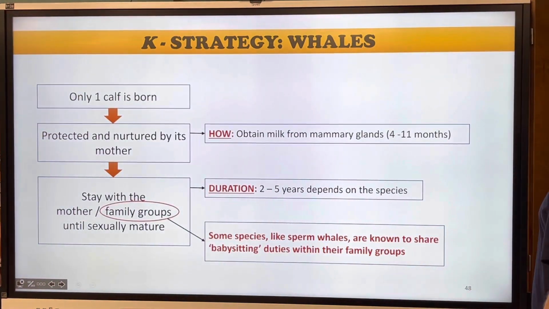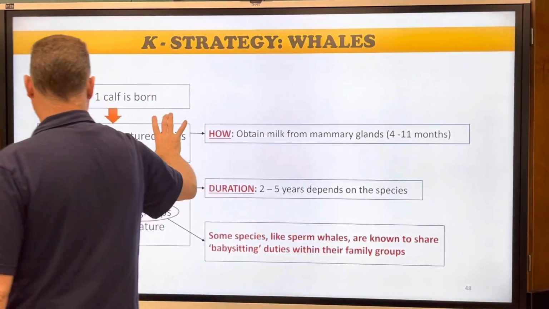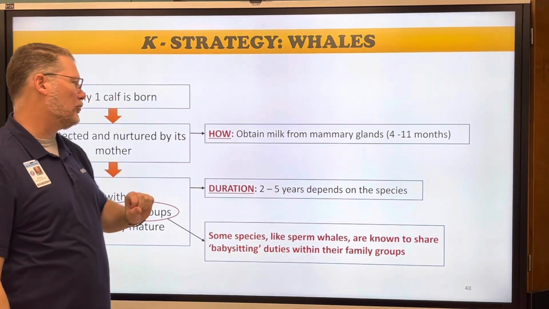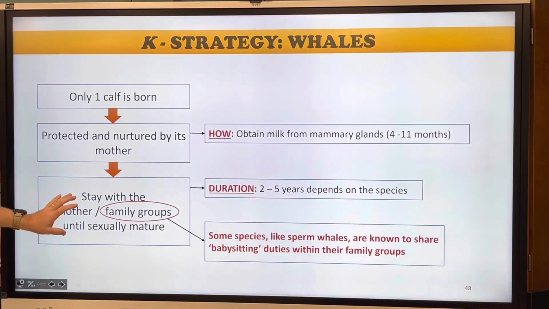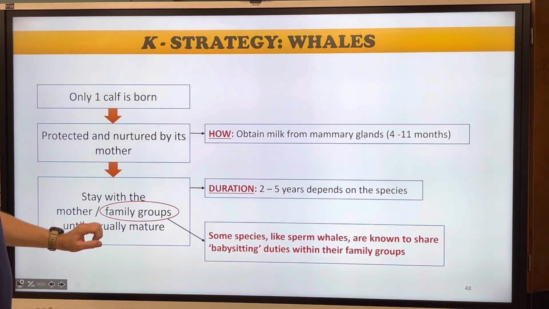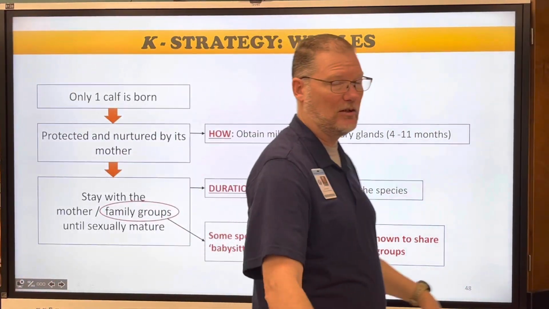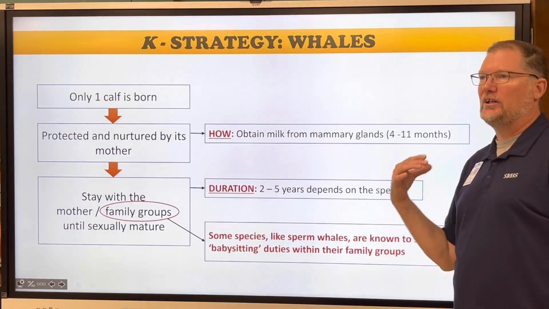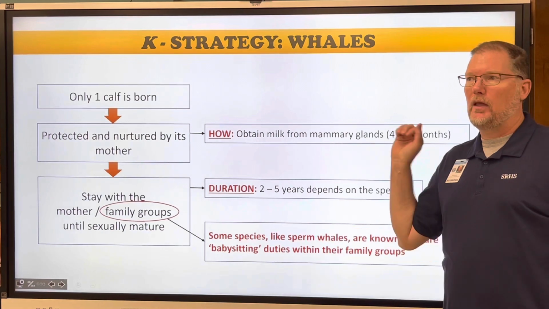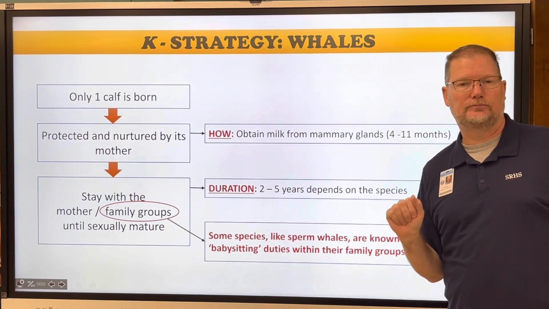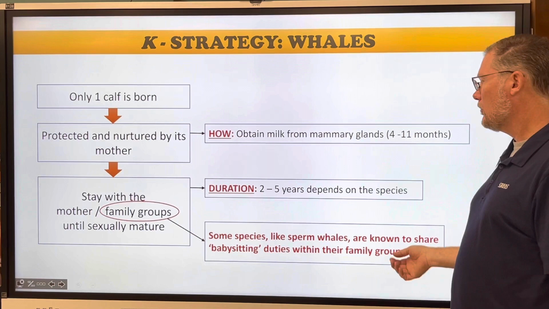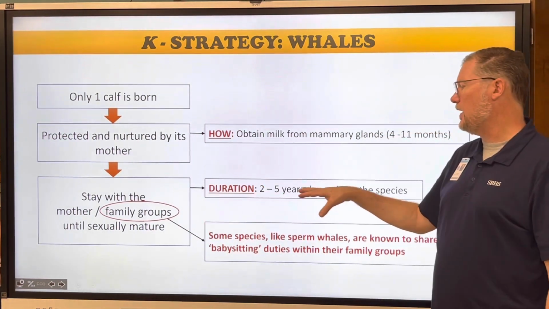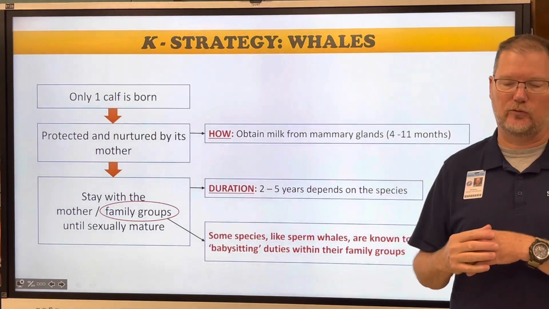All right. So one calf is born, protected and nurtured by its mother. Again, we know that it has milk from mammary glands, and it stays with the mother and family groups, okay? So some species like the sperm whales are known to share babysitting duties while the mother goes off to hunt. So the mother will leave the baby with other adults and go hunt and come back. Pretty amazing. And then until it's sexually mature, it could be anywhere from 2 to 5 years, depending upon the species of whale.